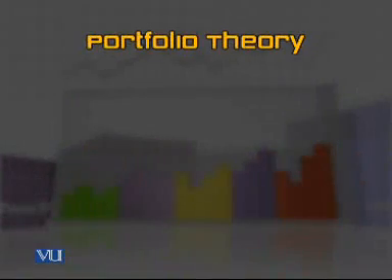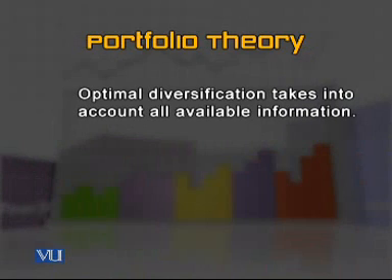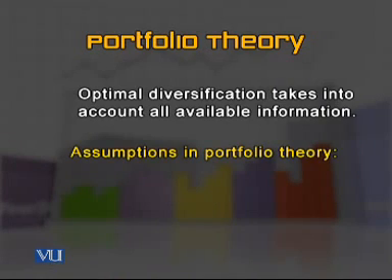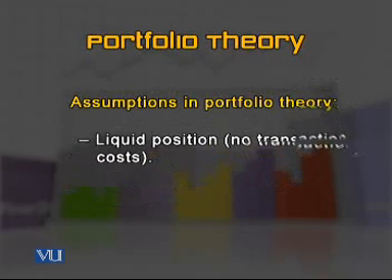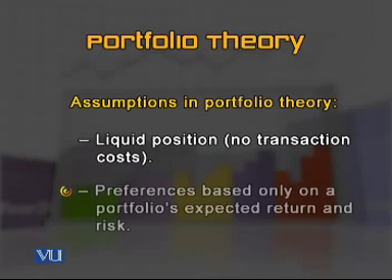Now, if you were to talk about risk, we would also talk about diversifying. In diversifying, we would be talking about portfolios, and then portfolio theories, which means optimal diversification taking into account all available information, and the assumptions in portfolio theories. A single investment period has to be determined, liquid positions, no transaction costs, preferences based only on portfolios' expected return and risk. So portfolio diversification would be the best way to avoid risk, manage risk, or minimize risk.